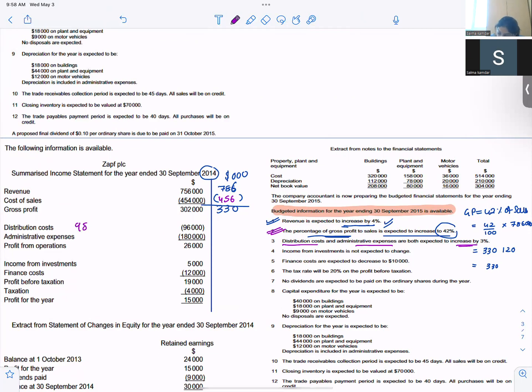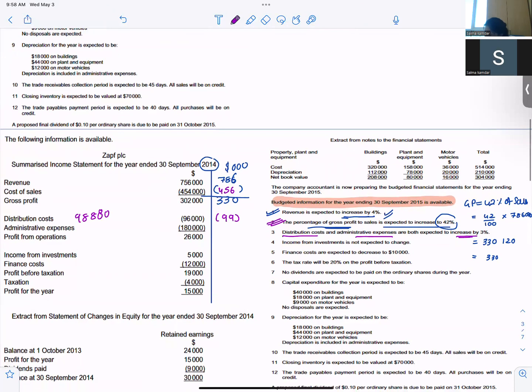It becomes 98,880. I have to round it off to the nearest 1,000. So I will make 99,000. Administrative expenses are also expected to increase by 3%. So I will do 180,000 into 103%. It becomes 185,400. I have to round it off to the nearest 1,000. So the nearest 1,000 will be 185.